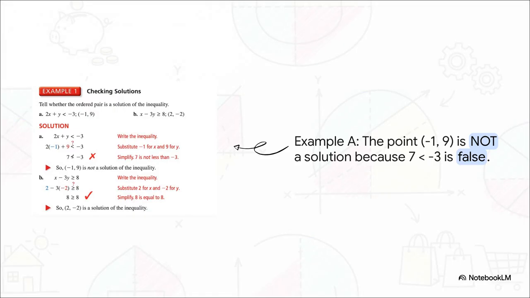So let's try one out. For example A, we pop in -1 for x and 9 for y. We get 2 times -1 plus 9, which is 7. So the inequality becomes 7 less than -3. Is that true? Is 7 less than -3? Nope, not at all. So that point, (-1, 9), is not in our solution zone.